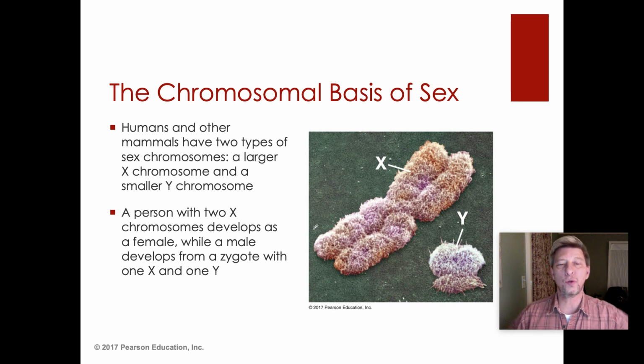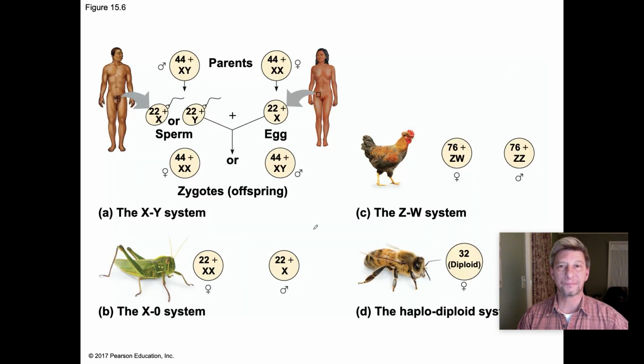And typically, there are two kinds of chromosomes. The larger one we refer to as the X chromosome, and the smaller one we call the Y. Again, a person with two X chromosomes develops as a female, and a person with an X and a Y develops as a male.